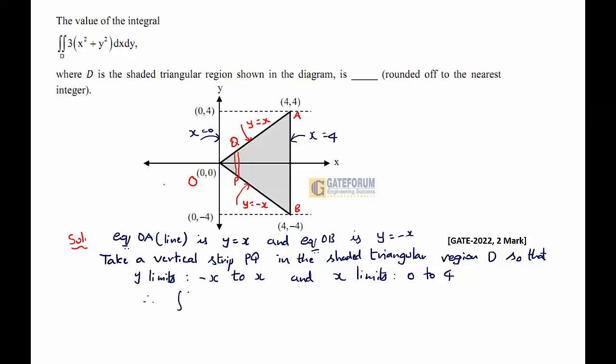Therefore, the double integral over D of 3 times (x square plus y square) is equal to 3 times the integral with x limits constant, evaluated last, and variable limits evaluated first. So a vertical strip means y limits are functions of x and x limits are constants. At least one of the y limits is a function of x: from minus x to x, of x square plus y square. So first integrating with respect to y, having variable limits. With respect to y means keeping x as constant.